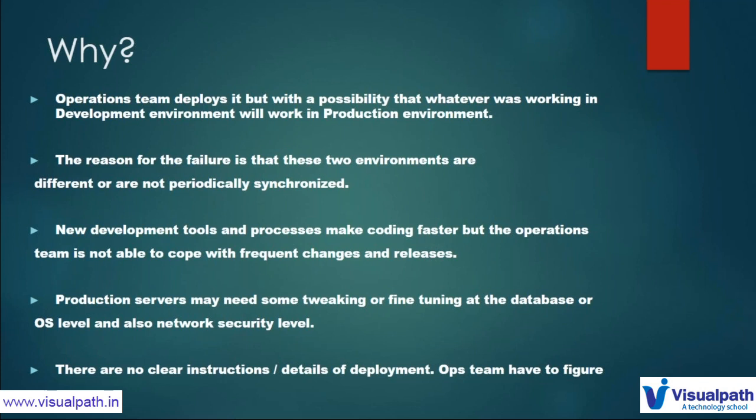And there are really no clear instructions. When the operations team is deploying to production, there are no clear instructions from the developer, like you need to change some firewall rules or database settings, or maybe some other things. The ops team has to figure it out based on their own experience with the project and the product, right? It's basically a communication gap. Developers are not able to properly communicate with the operations team, and vice versa.